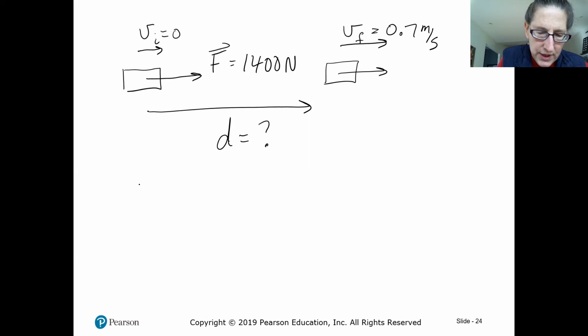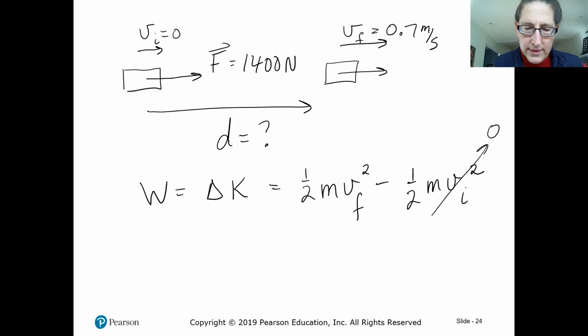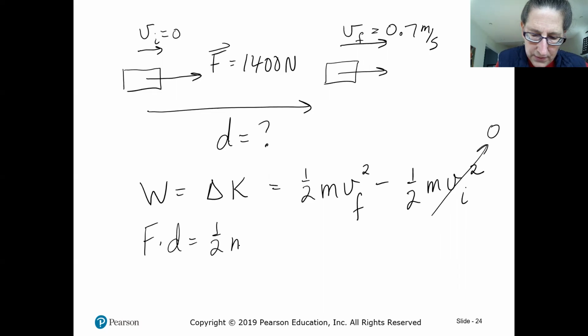Okay, so the work energy theorem: W is the change in kinetic energy. A change means the final kinetic energy, 1/2 m vf squared, minus the initial kinetic energy, 1/2 m vi squared. In this case, this is 0 because the thing's at rest. And then the work is force times distance. So we have this equation, force times distance is 1/2 m vf squared.